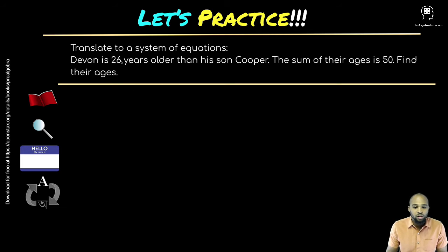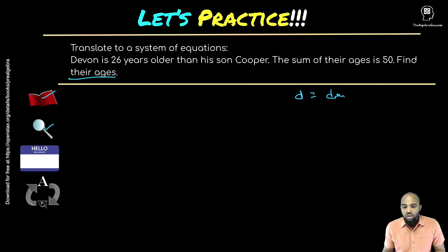Devin is 26 years older than his son Cooper. The sum of their ages is 50. Find their ages. So what are we looking for? So we read the problem here. We're asking the question now, what are we looking for? So we're looking for their ages. So we're going to let D represent Devin's age, and C represent Cooper's age.